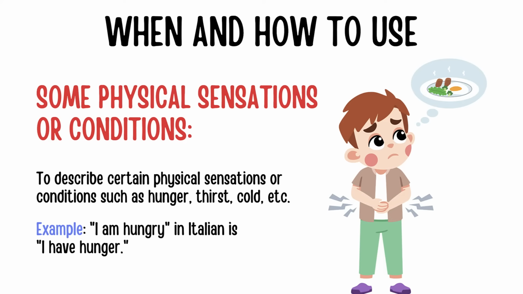Conjugation. Io ho, I have. Tu hai, you have. Lui, lei ha, he, she has. Noi abbiamo, we have. Voi avete, you have. Loro hanno, they have.